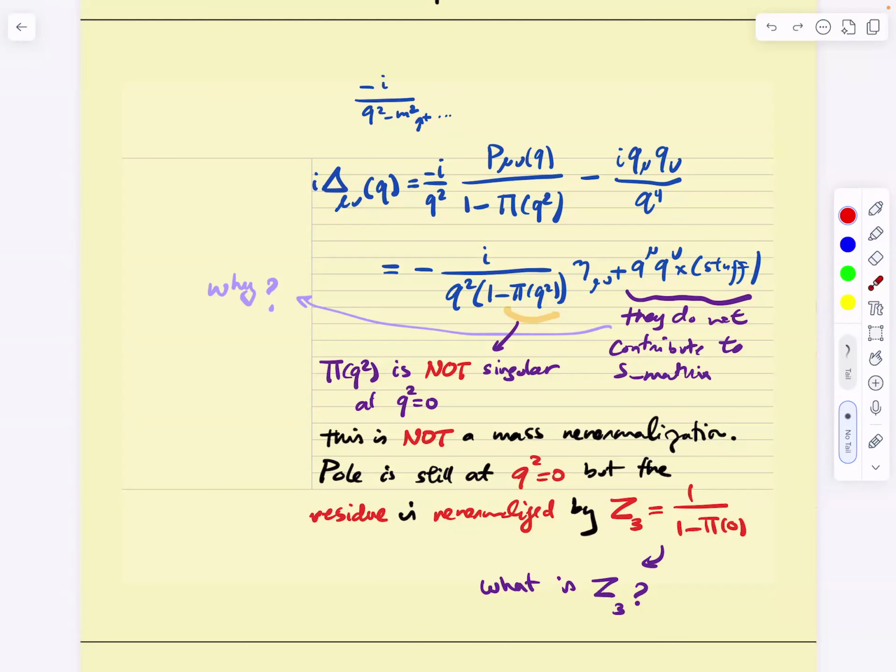0. So when you renormalize it, the parameter that enters is Z3, which is 1 over 1 minus pi of 0. Right? Because this is supposed to be A_mu renormalized. Each of them carries a Z3 half. So this carries a Z3. Z3 would be 1 over 1 minus pi of 0 when it's renormalized. Good?